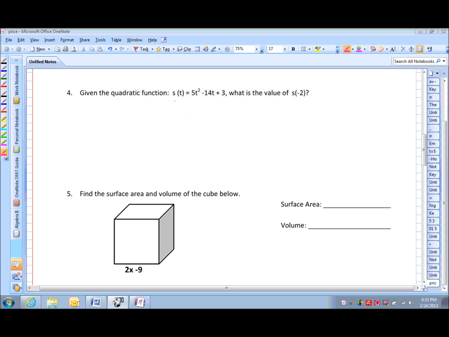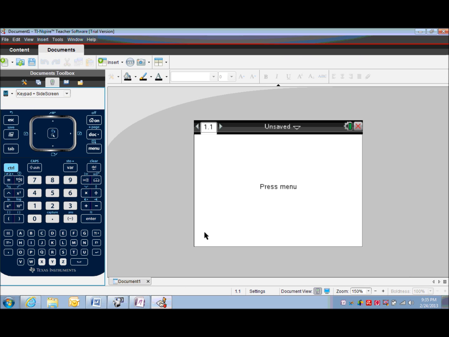Okay, so instead of writing s of t, we are going to write s of negative 2. So what you should notice is that we replaced our t's with negative 2, and that's exactly what we're going to do in the problem. So I'm going to write 5 times negative 2 squared minus 14 times negative 2 plus 3. And then I go ahead and type that in my calculator. So I'm going to type in 5. Oh, I'm in a calculator page.